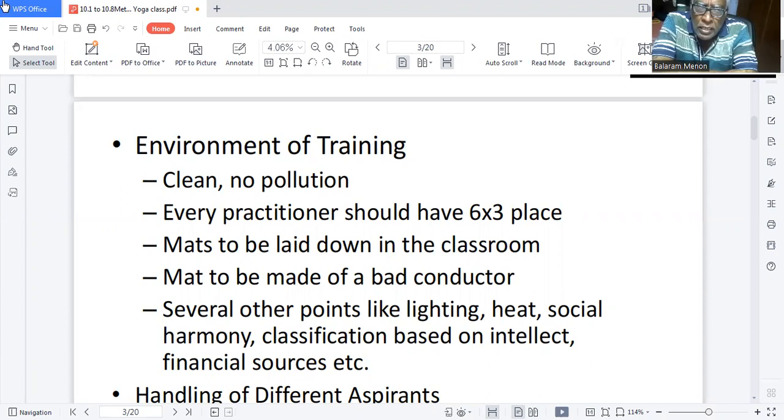Considering that, then it should not be an AC room. The door should be open. It should be non-polluted. The yoga should be done in the morning only. These are all the basic aspects. Why? Modern gymnasiums and all treat yoga as one of the addenda to the routine. It is just exercise only.